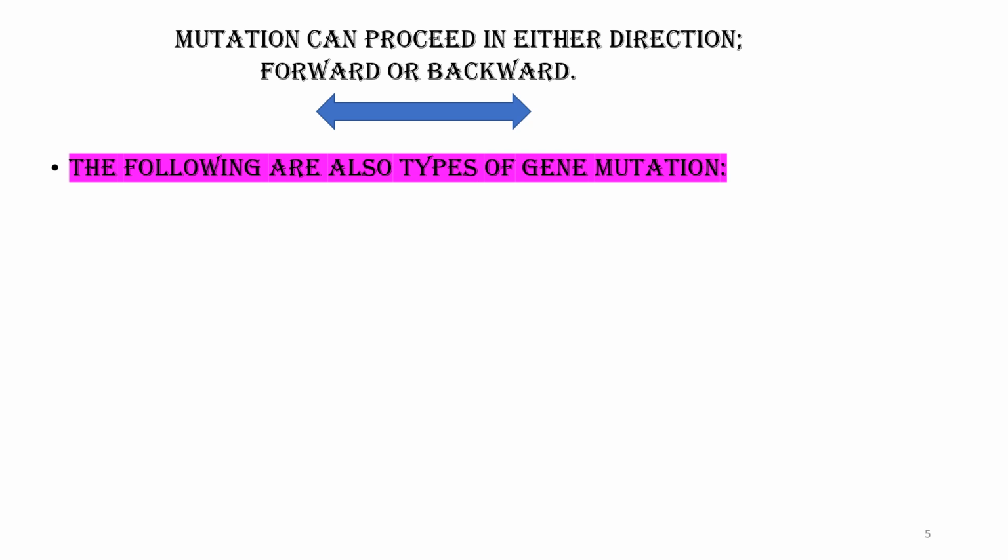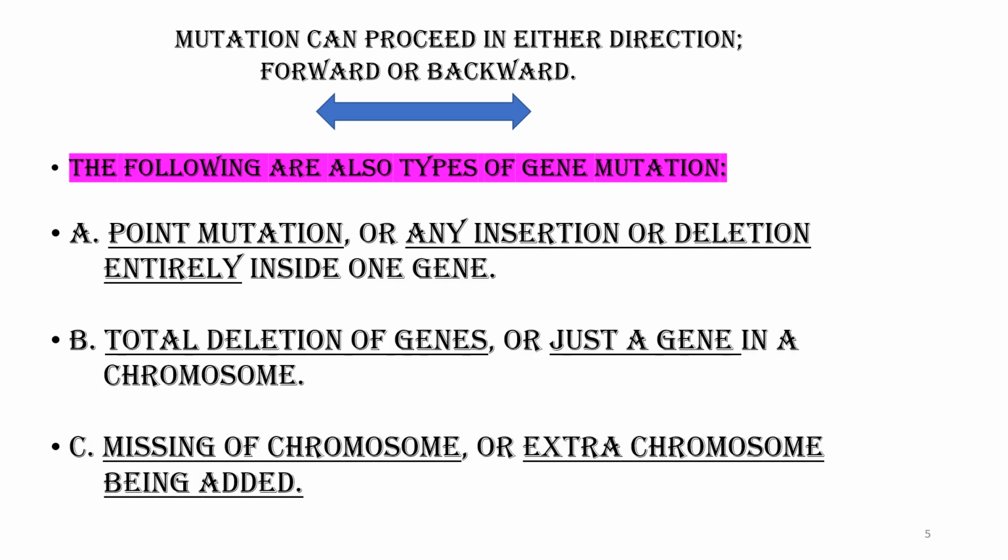The following are also types of gene mutation. We have what is known as point mutation, or any insertion or deletion entirely inside one gene. That is, the mutation is occurring at a particular point in the DNA. Then there's also the possibility of deletion of genes or just a gene in a chromosome. That is also referred to as mutation. There's also the possibility of missing of a chromosome or the addition of an extra chromosome. It's also a type of mutation.